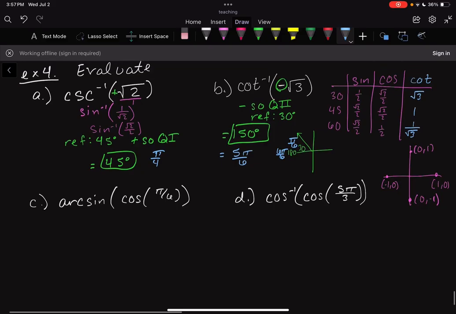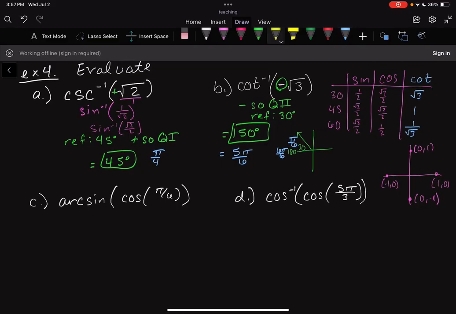If I come down here, these are composition ones. So these you actually have to just start from the inside and then work your way outwards. So start off with the inside, cosine of pi over 6. Remember pi over 6 is technically 30 degrees. So I'm coming over here to my table. Cosine of 30, okay, it's square root 3 over 2. So this becomes arcsine square root 3 over 2.